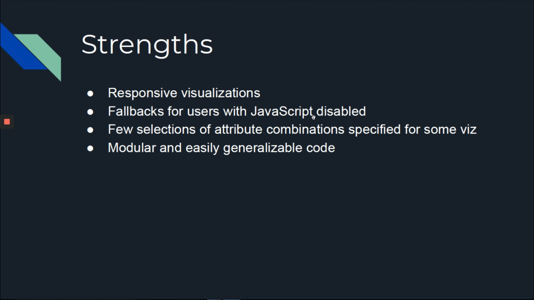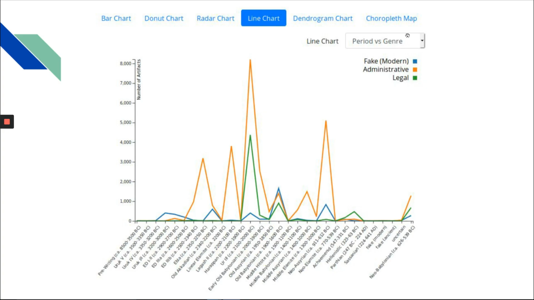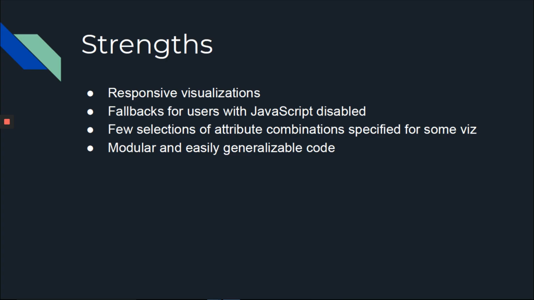That means if for some reason the user has disabled JavaScript, then I am showing a fallback image of the visualization, like how the visualization would have appeared if you had JavaScript enabled. And I also have a basic friendly text below that image saying please enable JavaScript to view the actual visualization. And I also have the selection of attribute combinations in some visualizations, like this line chart you can categorize in three different ways, and also the choropleth map by proveniences and regions.